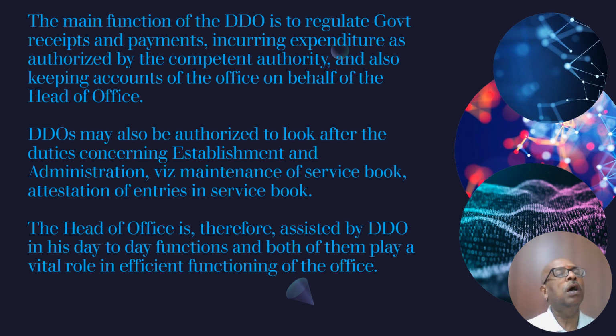That DDO's function, or head of office function as drawing officer, is to regulate government receipts and payments, incurring expenditure as authorized by the competent authority. Competent authority will sanction, and head of office will have some power. Head of office can be granted more power also, because when joint secretary level officers are nominated as head of office, they will have almost full power. So as HO, they will exercise that power which is nominated to them. If no special delegation is there, then whatever is given in the delegation of financial power rules, which we are going to discuss here, will be exercised by the head of office.